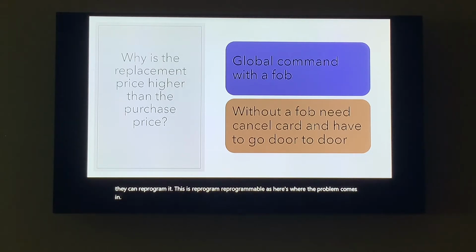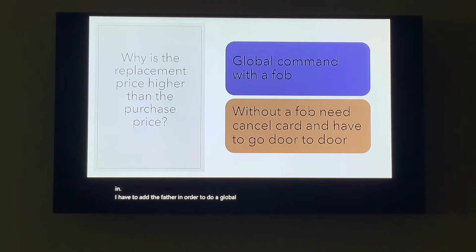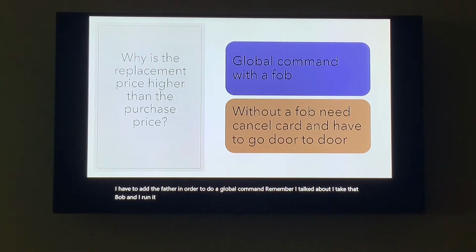I have to have the fob in order to do a global command. Remember I talked about I take that fob and I run it across the scanner and it erases everything, it erases your access, and then I can reprogram it. If I don't have that fob, there is no way for me to do that globally.